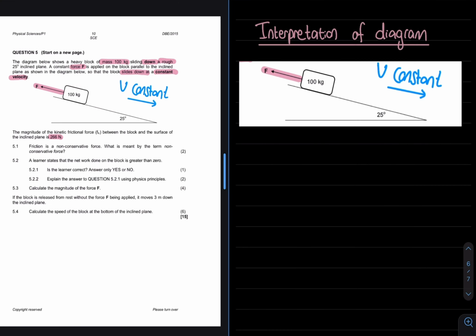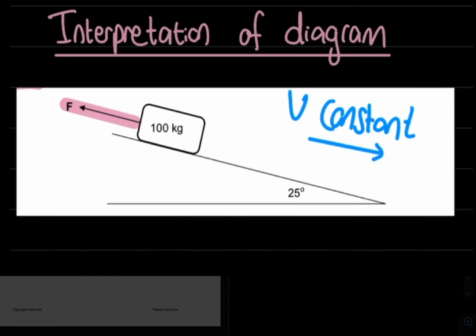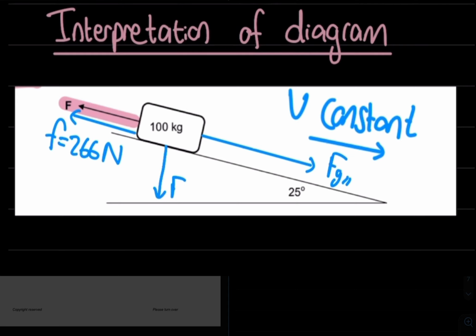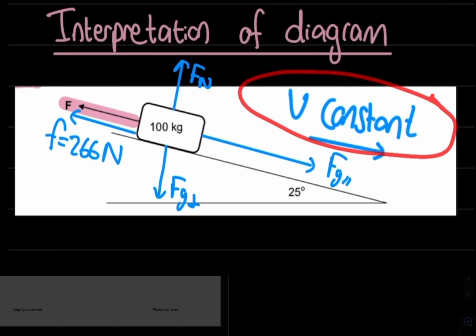So from the information given, we have said that the block moves at a constant velocity down the incline. This is also a rough surface, which means there is friction, and friction will then be in the upward direction against the direction of motion. The reason why this block is moving downward is because of the parallel gravitational component. We also have the perpendicular component of gravity, as well as our normal force. Make sure to always take note of a constant velocity and write it down somewhere on your diagram where you can see it.